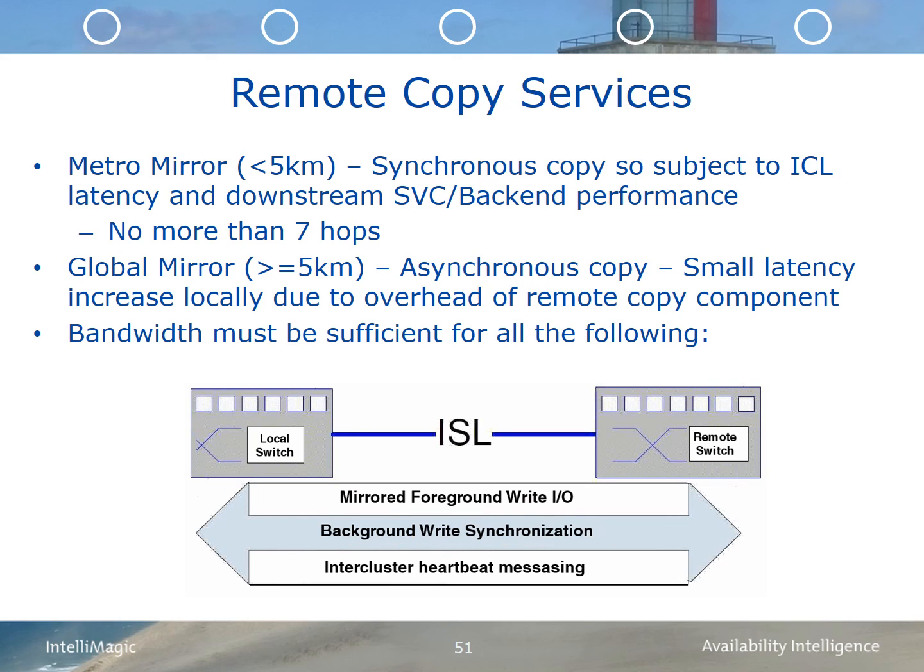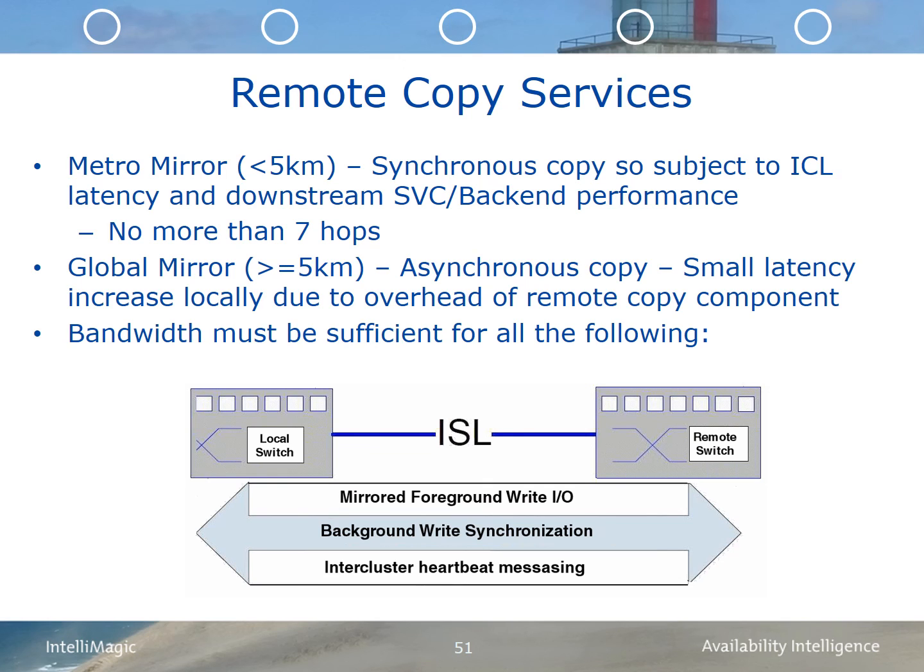For distances greater than 5 kilometers, asynchronous copies such as Global Mirror or Global Mirror with change volumes should be used. Typically, Global Mirror is good when the RPO is around 5 minutes or less. In order for the host write response time at the primary site not to be significantly impacted, the bandwidth must be sufficient to handle the highest peaks in the workload.